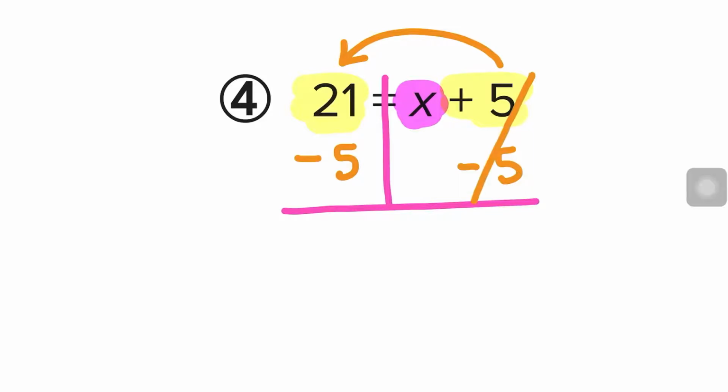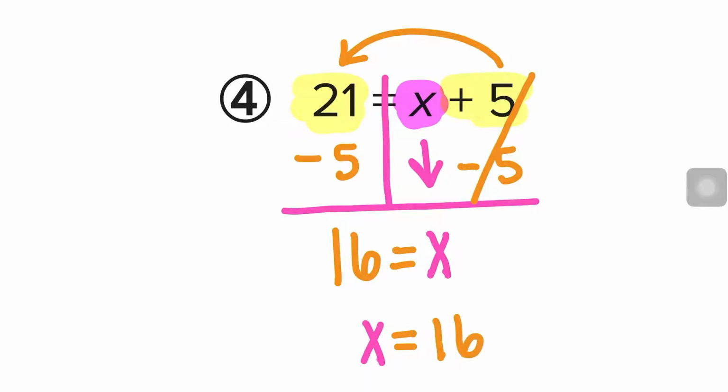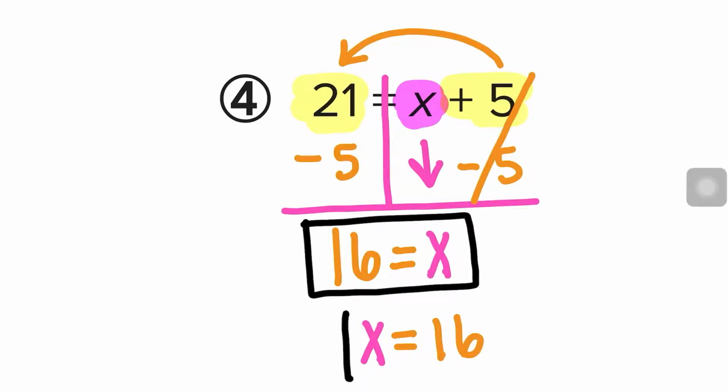So this gives us a 0. So 21 minus 5 is 16 equals, bring down the x. So it can be 16 equals x or x equals 16. Either one of them is correct.